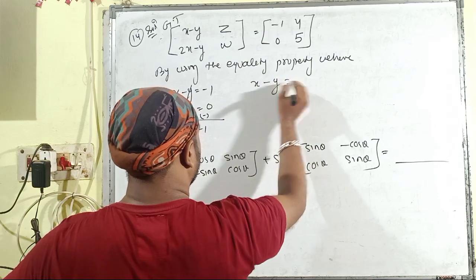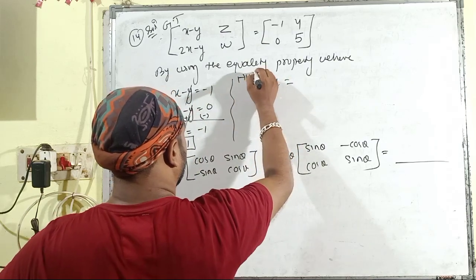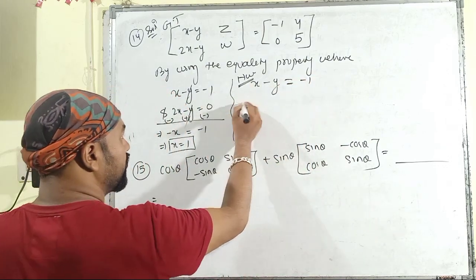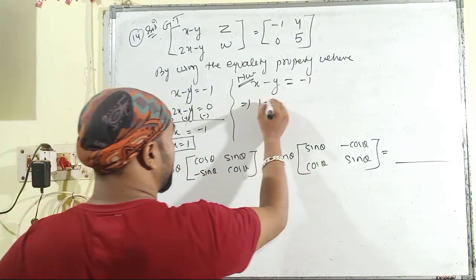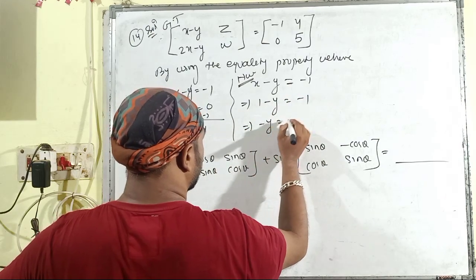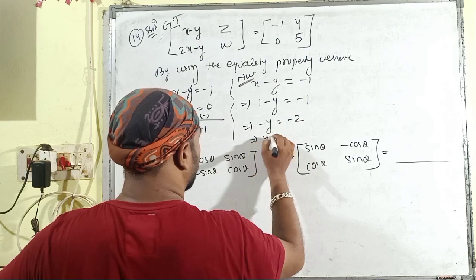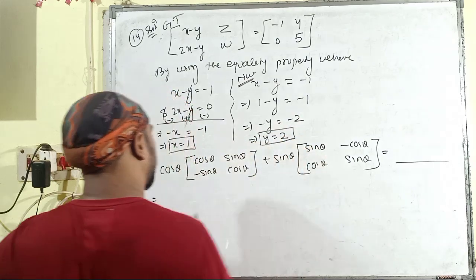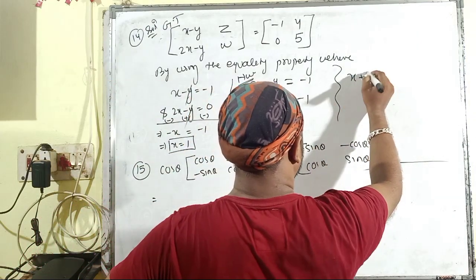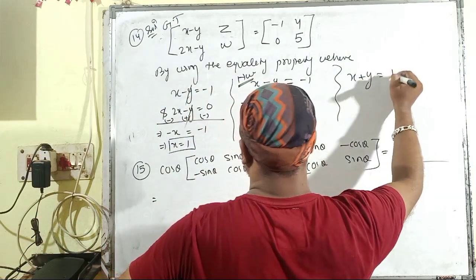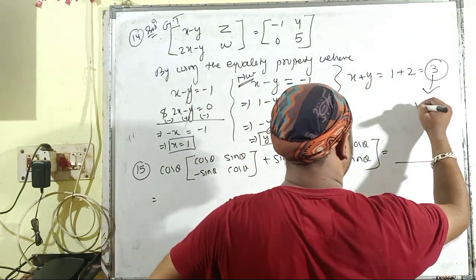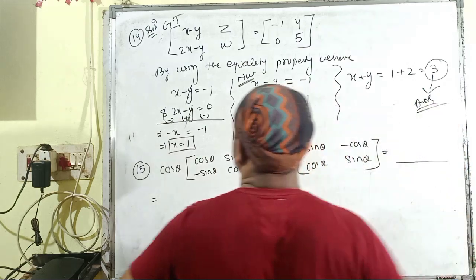x minus y is equal to minus 1 from this equation. Then by putting the value of 1 here, 1 minus y is equal to minus 1, that means minus y is equal to minus 2, that implies y is equal to 2 here. But we have to find out the value of x plus y. So x plus y will be 1 plus 2, which is equal to 3. And this is the answer for the problem number 14.